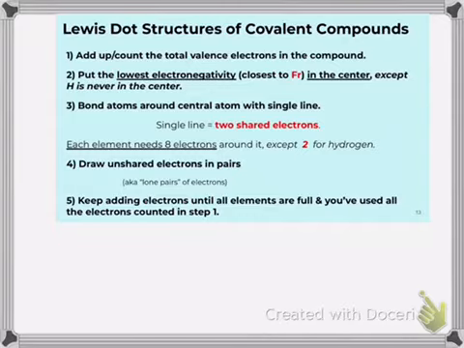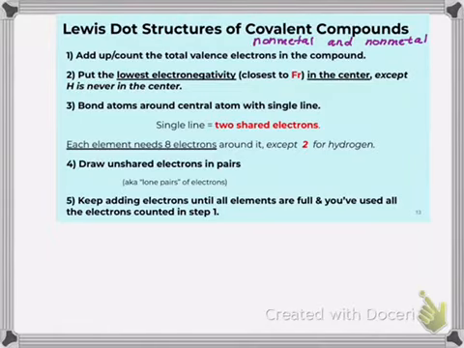So let's get started. Today we're going to be practicing how to draw Lewis dot structures of covalent compounds. Recall that a covalent compound is between a nonmetal and another nonmetal, okay? The reason this is different from ionic formulas is that in an ionic formula, the metal transfers electrons to the nonmetal, okay? But with covalent compounds, those are both going to be nonmetals and they're going to share their electrons. So how do you draw these compounds?